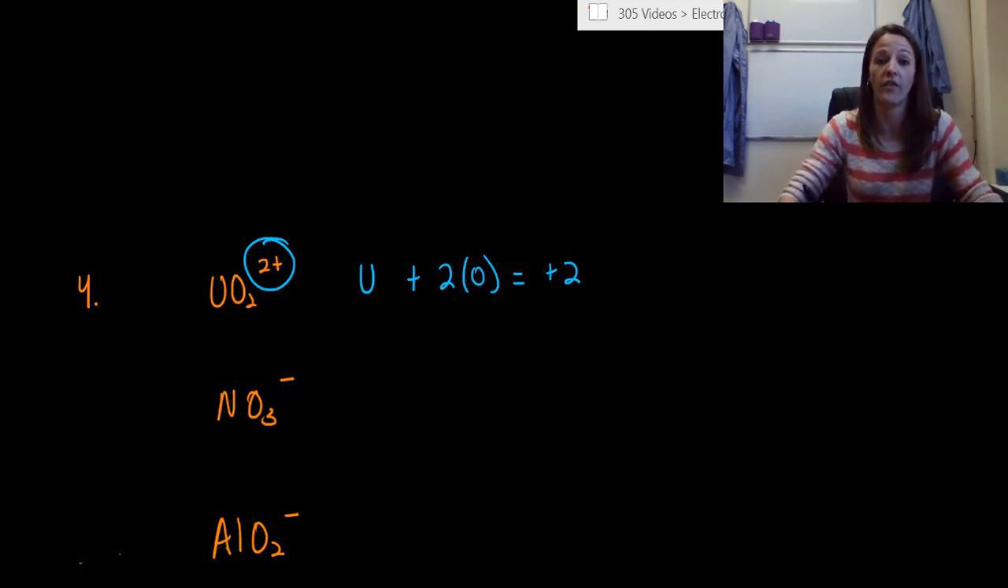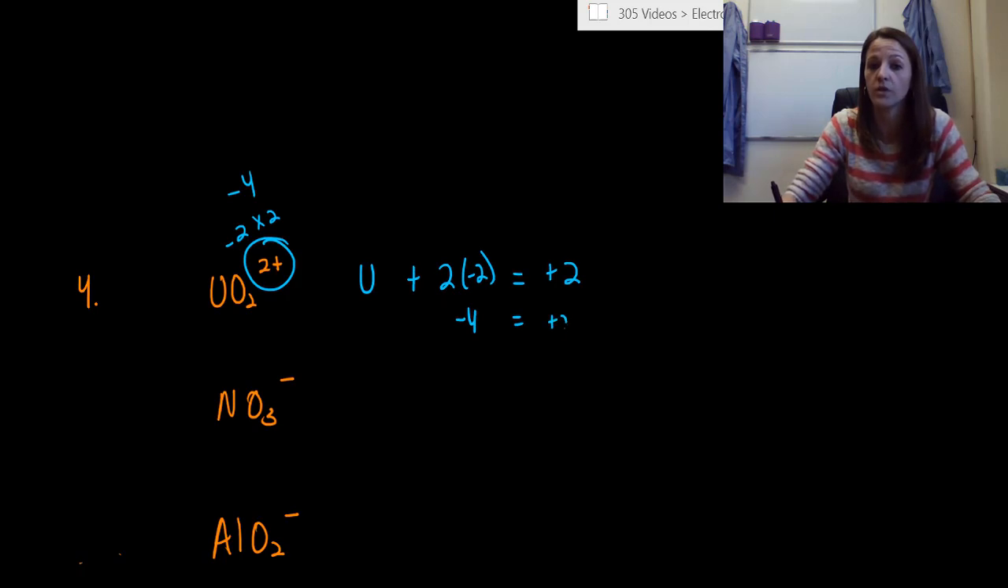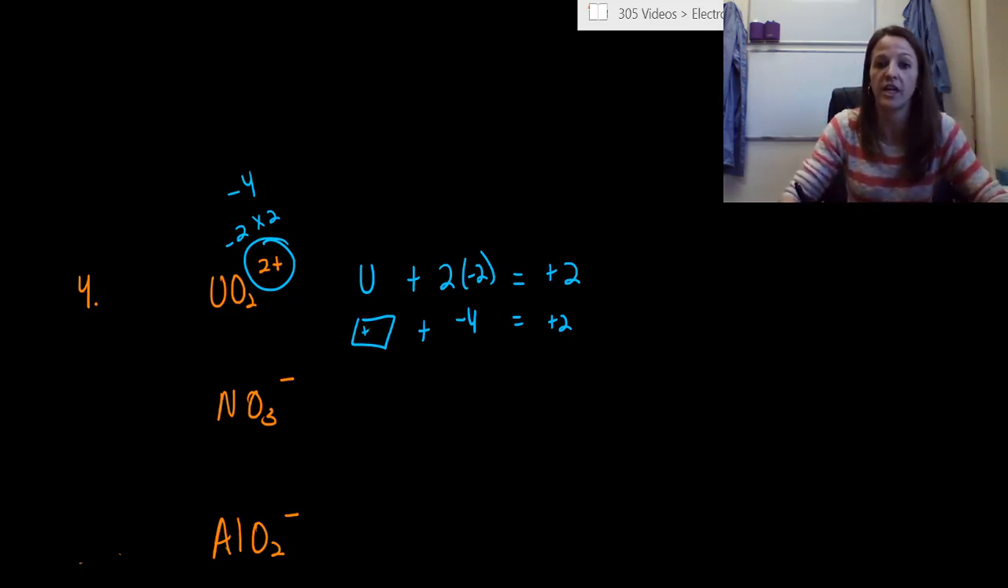Now, we already know that oxygen, we always assign that as a negative 2 value. There are 2 oxygen atoms, so we'll multiply that by 2, resulting in a negative 4 overall charge for our oxygen. So we can plug this in right here. So our 2 times our negative 2 overall is negative 4. So what we're saying here is uranium charge minus 4 must be equal to positive 2. The only way we can do this mathematically is if we assign uranium a charge of +6.